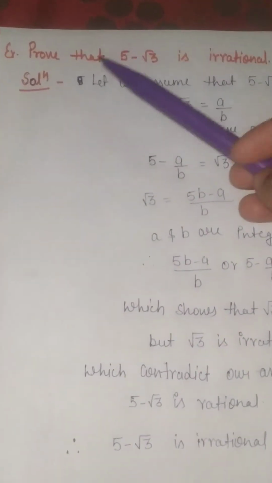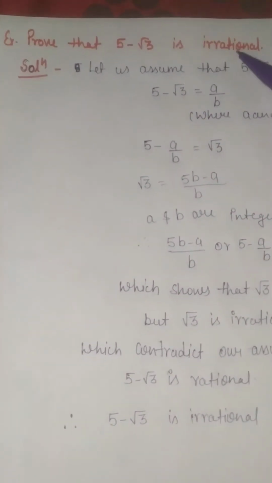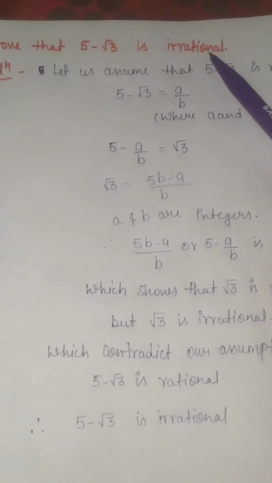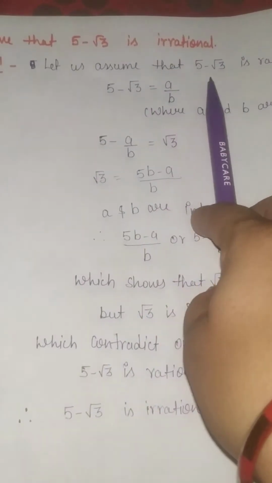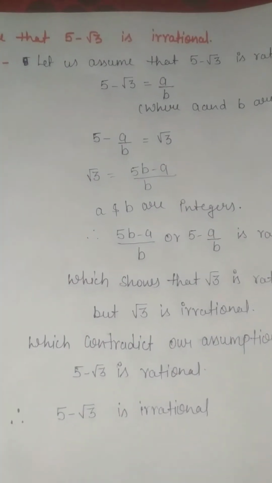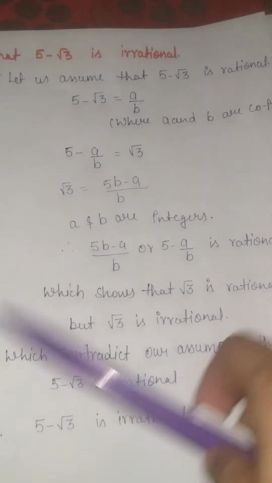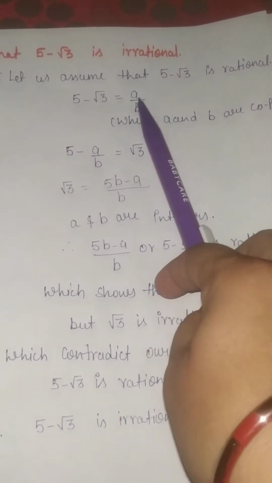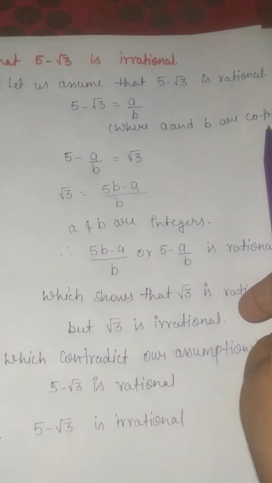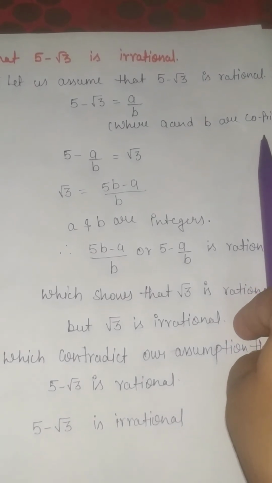See, now they are saying prove that 5 minus root 3 is irrational. As we did earlier, we will follow the same procedure here. Let us assume that 5 minus root 3 is rational. If 5 minus root 3 is rational, then 5 minus root 3 is equal to a upon b, where a and b are co-primes. Co-prime means those who don't have any common factor.